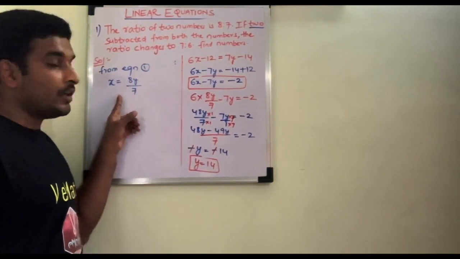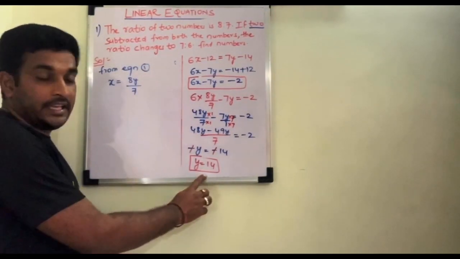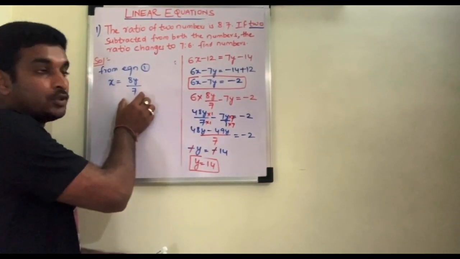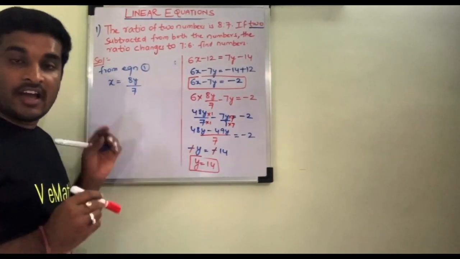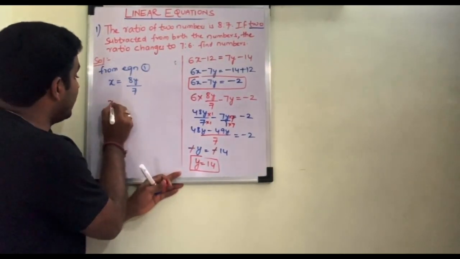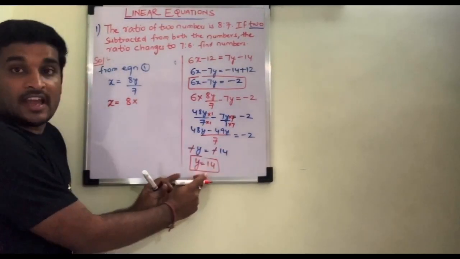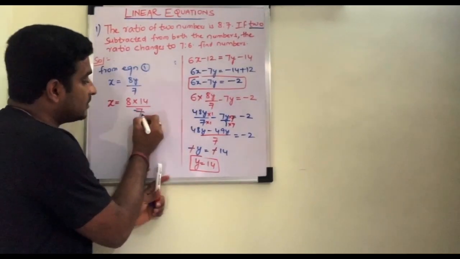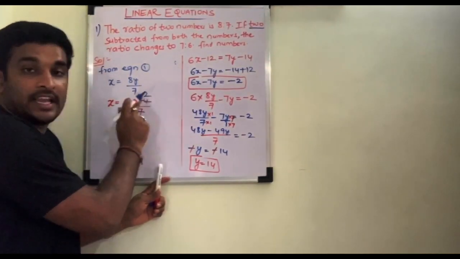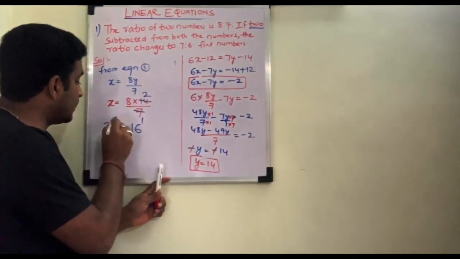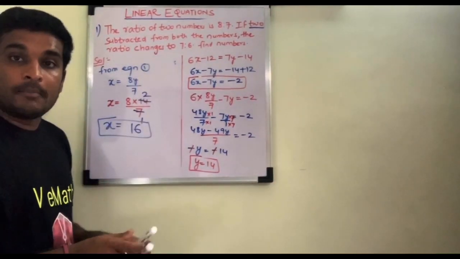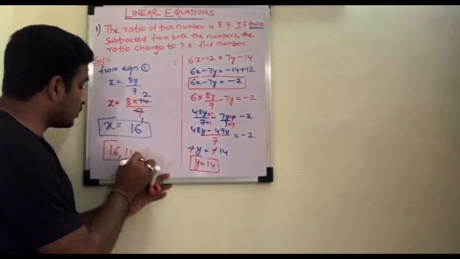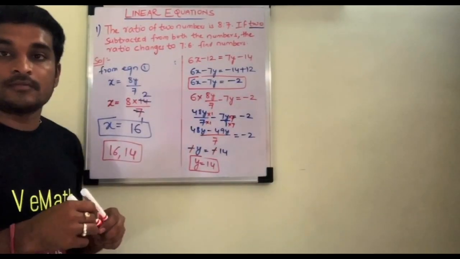From equation 1, we know x equal to 8y by 7. Here we got the value of y equal to 14. When this y equal to 14 is substituted in equation 1, then we'll get the value of x. Let us try. x equal to 8 into 14 by 7. 7 twos are 14, that means 8 into 2 will become 16. x equal to 16. The required numbers we took as x and y are 16 and 14. These are the two numbers we have to find.